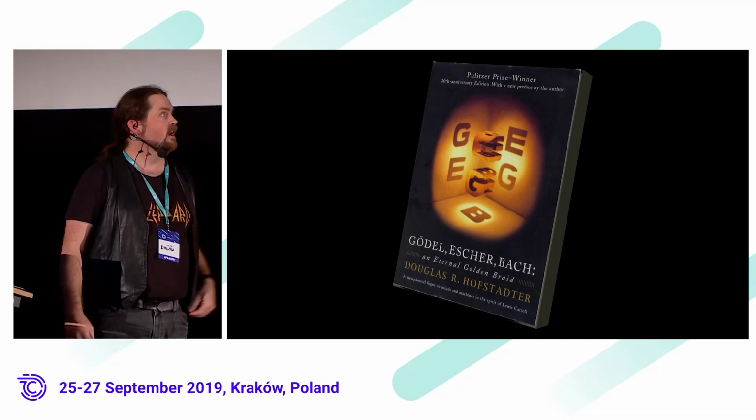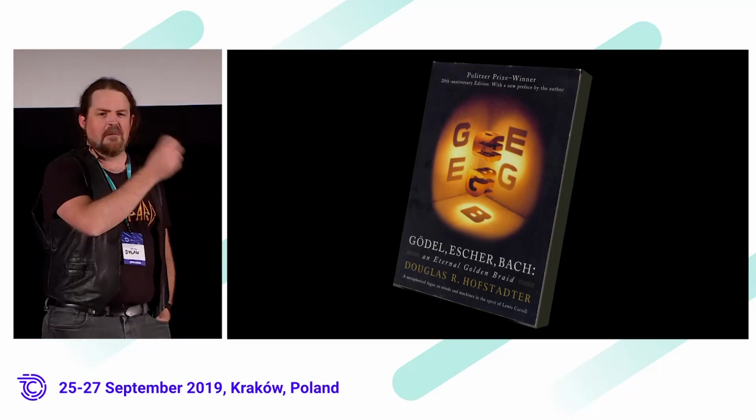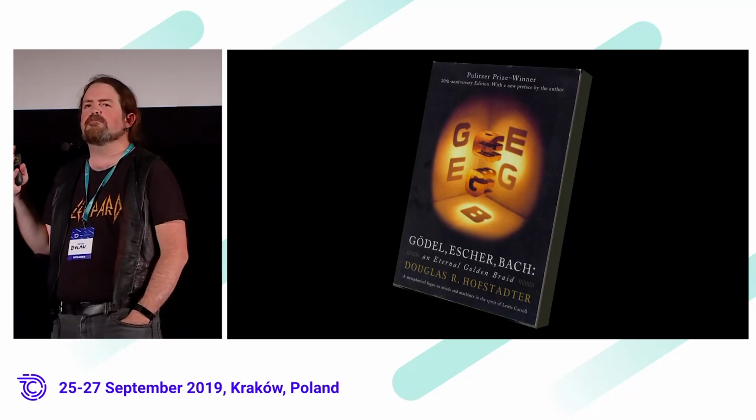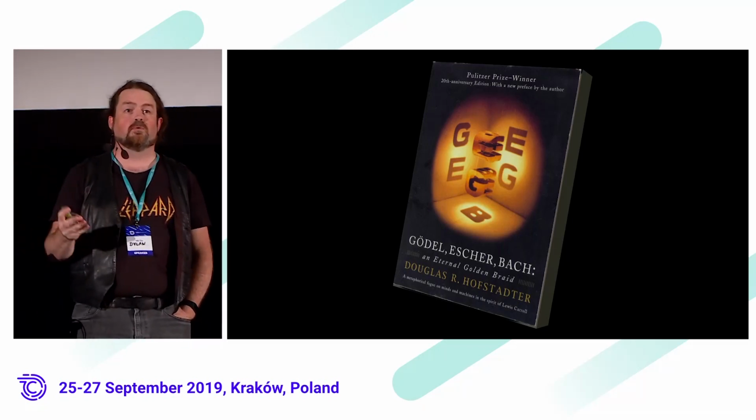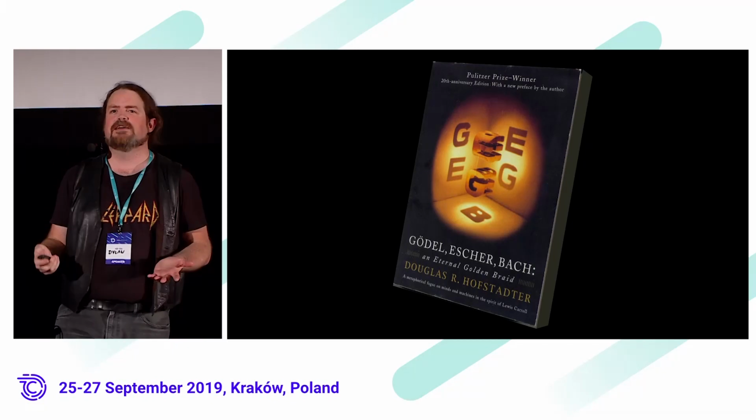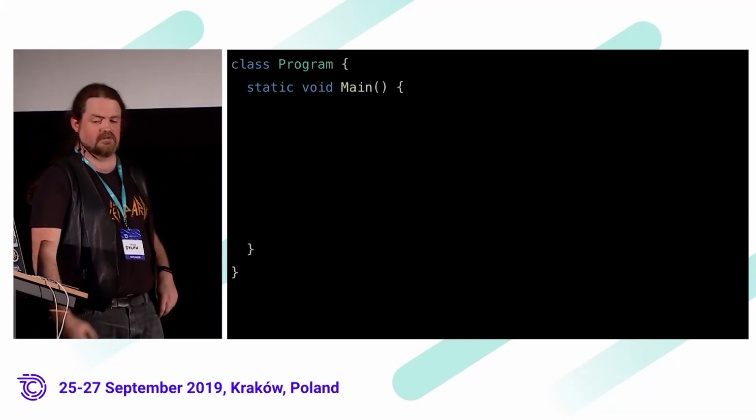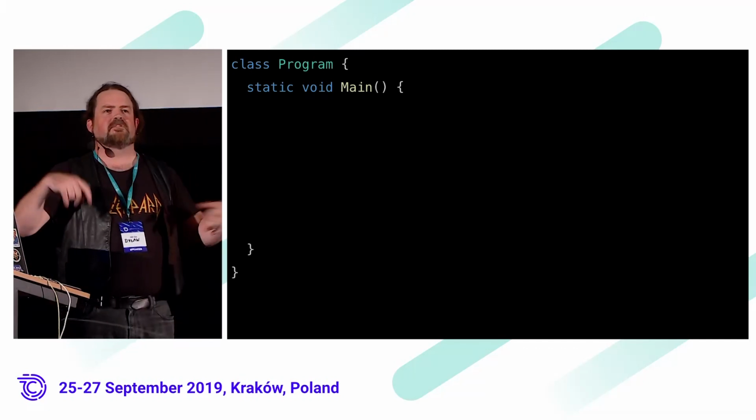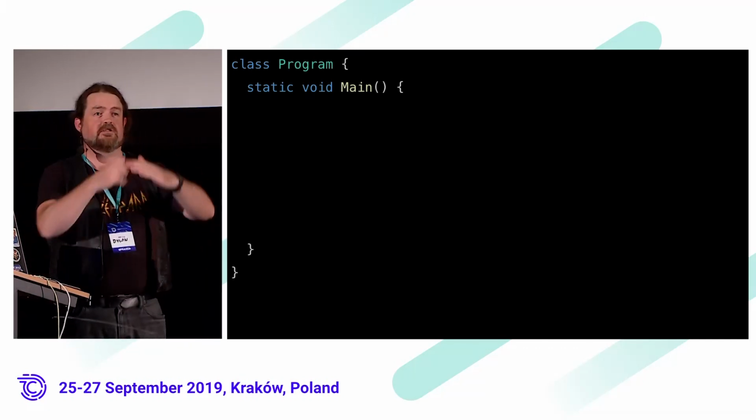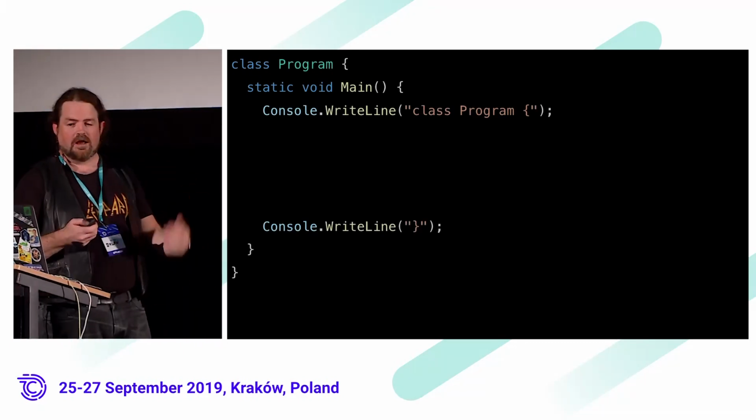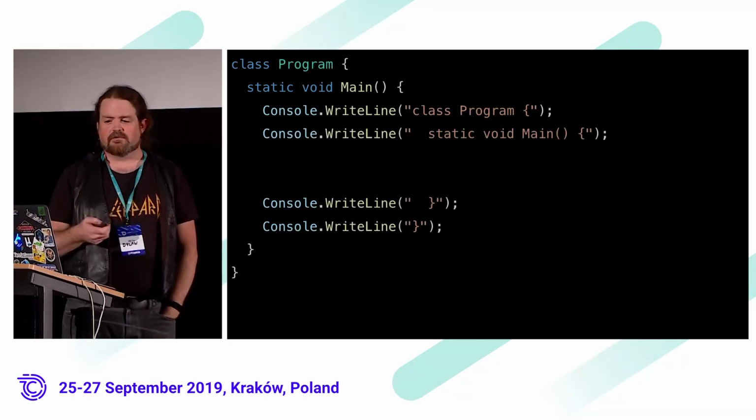Now, a quine was introduced in Gödel, Escher, and Bach, Douglas Hofstadter's amazing book about maths and art and music and all kinds of things. A quine is a program that prints its own source code. Now, that doesn't sound that complicated, so let's try building one in C#, because that's what I was using. So we got a C# class program with a static void main in it. Now it needs to print its own source code. So we're going to Console.WriteLine class program and Console.WriteLine static void main.